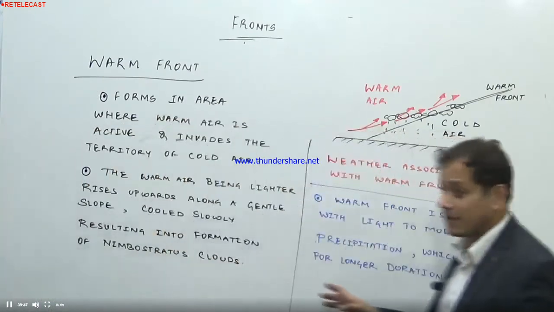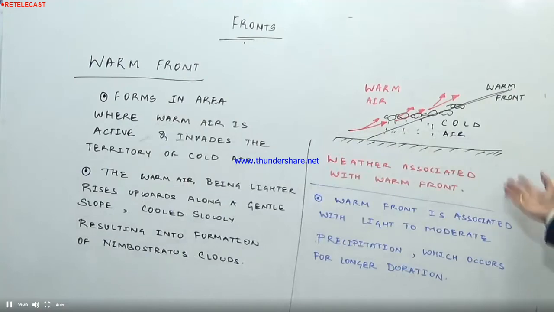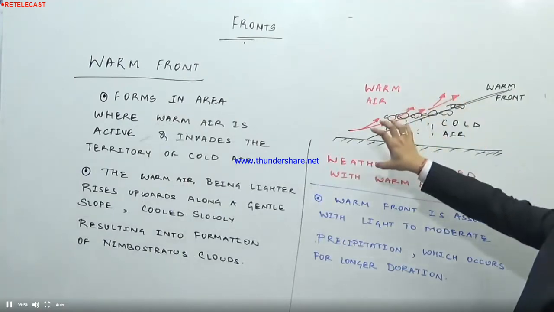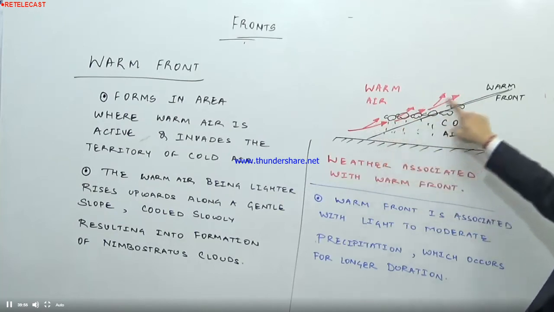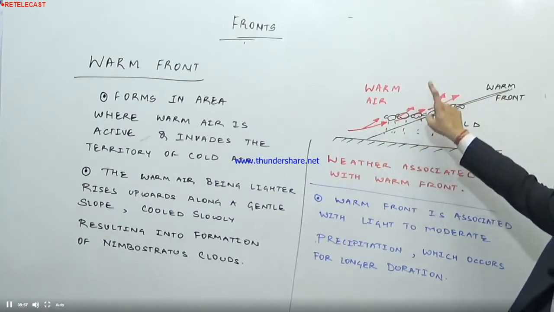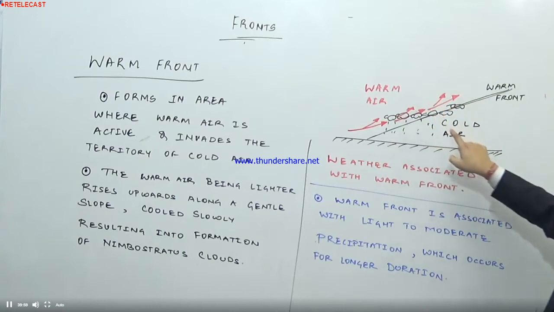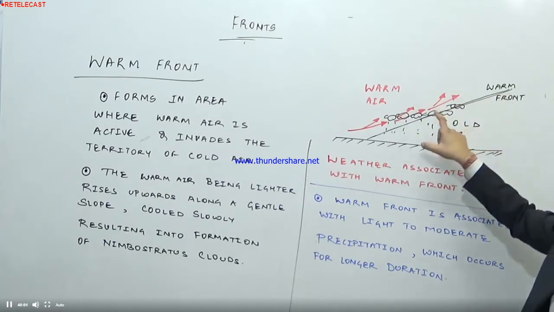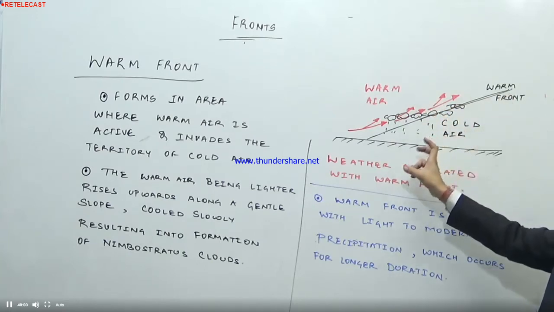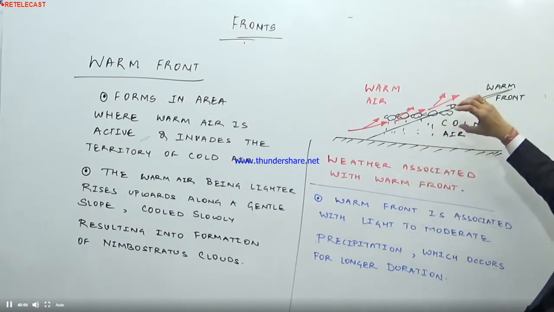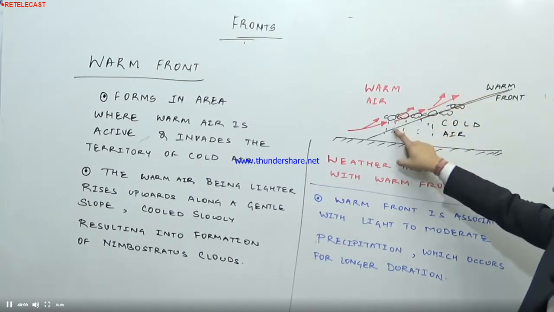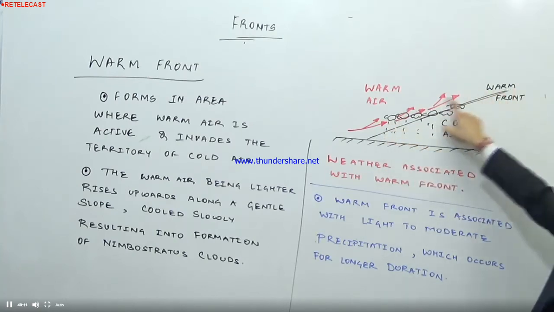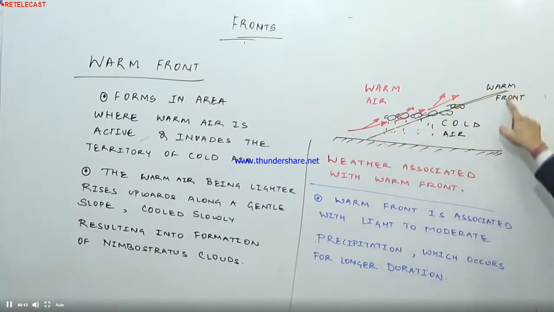Very easy to understand, I hope so. What is happening here? The warm air is coming into the area of cold air, because it rises upwards voluntarily. This boundary between warm air and cold air is known as a warm front. What happens in the warm front? Because the air is cooled adiabatically and slowly, there is a formation of clouds which give rainfall for a longer duration and cover a larger area, because as per the slope, the rainfall will occur.